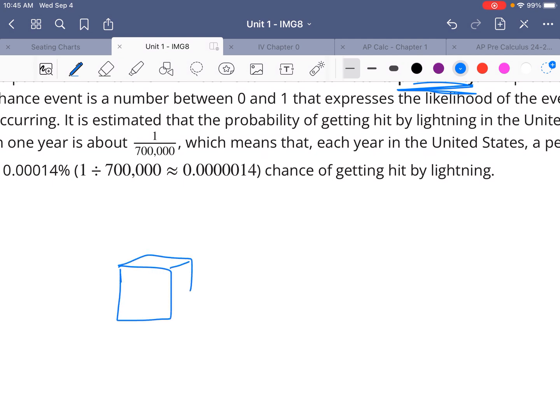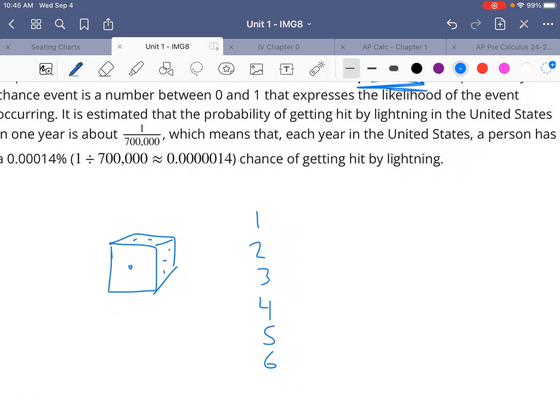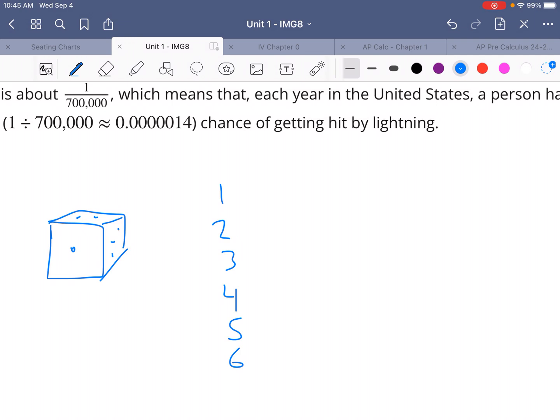So for example, let's say you're throwing dice with your friends. If you look at a number cube, all the possible numbers that could land up are 1, 2, 3, 4, 5, and 6. That's what we would call our sample space. Now, if we were to look at the probability of rolling a 1, there's only one 1 on the number cube, and there are 6 total numbers. So that's the probability of rolling a 1.